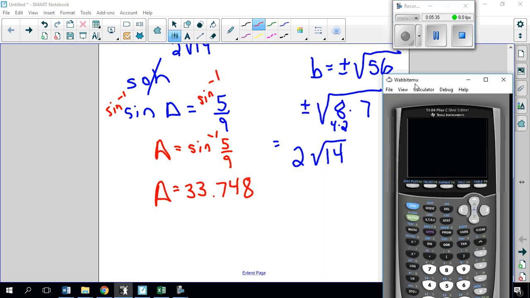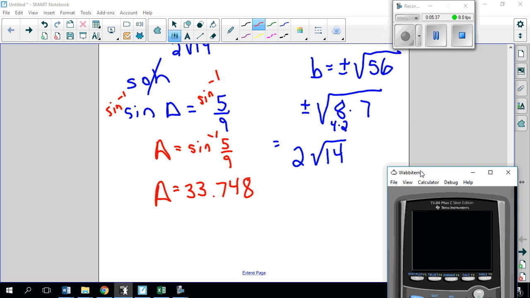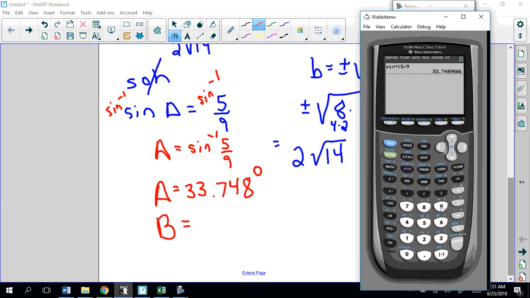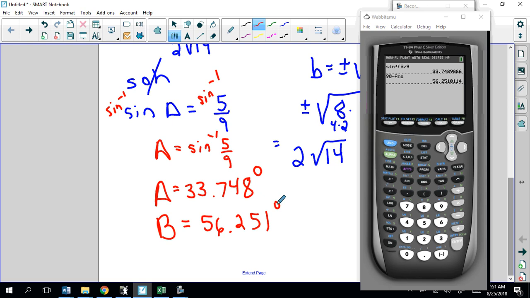I just found angle A to be 33.748 degrees, and therefore angle B is, let me get this calculator back on, 90 minus the last answer, which is 56.251. In lecture, I'll be a truncator, but in MML, you're actually a rounder. You need to look at the fourth digit.